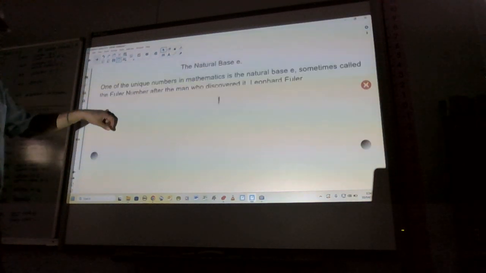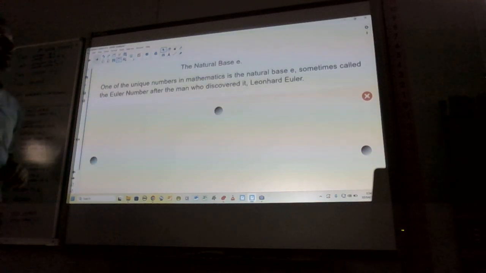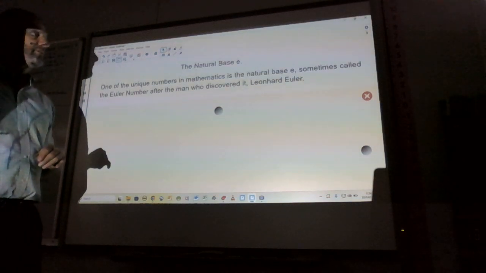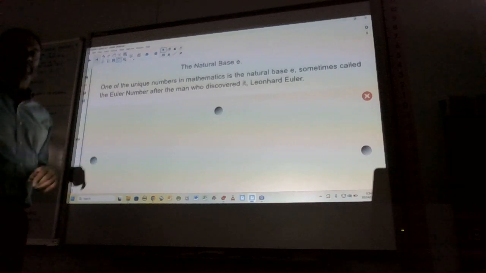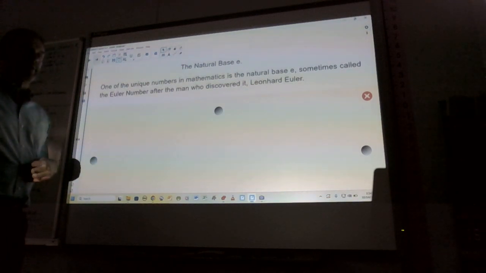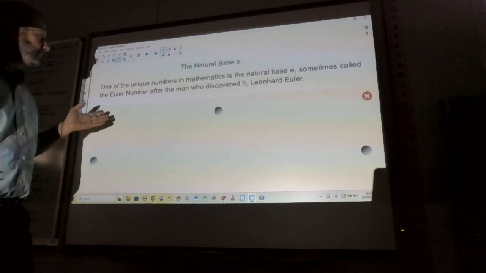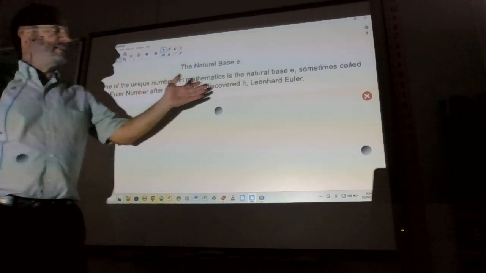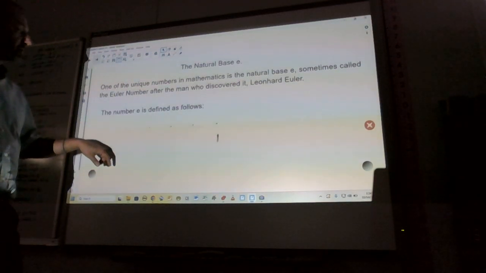Okay, the natural base e. So this is one of the more unique numbers in math. The natural base e is sometimes called the Euler number. I remember in college reading about this guy named Euler, and then hearing in class about this guy named Euler, and it took me a long time to put together that that's the same person. It's pronounced Euler. His name was Leonhard Euler. He was a Swiss mathematician, very brilliant.